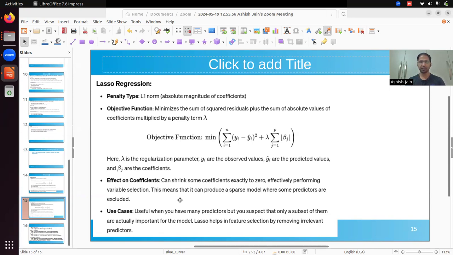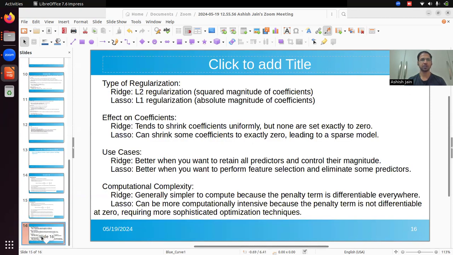Now, this is the main difference which is intended to be asked, that in the use case, when to use which. So ridge regression is better when you want to retain all predictors and control their magnitude. And lasso is better when you want to perform feature selection and eliminate some predictors. But if you know the technicalities of type of regularization and effects on coefficients, then that is also good. But this is the intended way. What are the use cases?